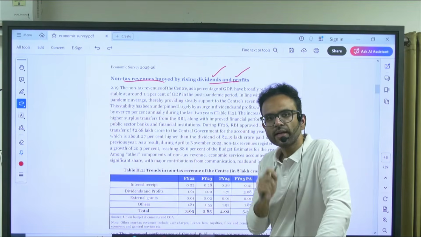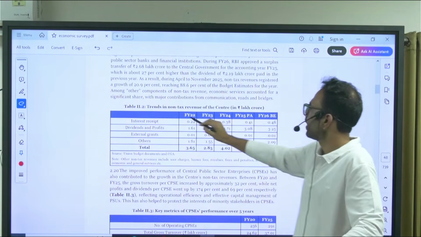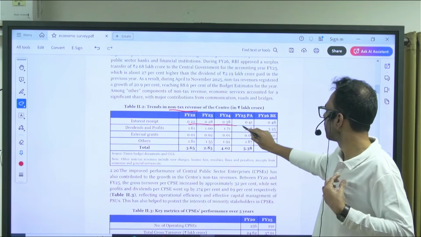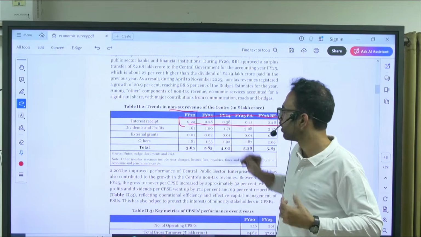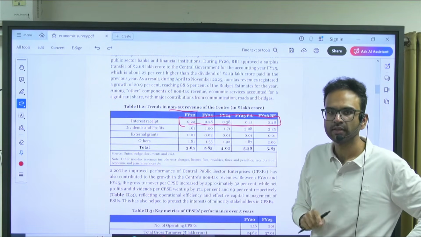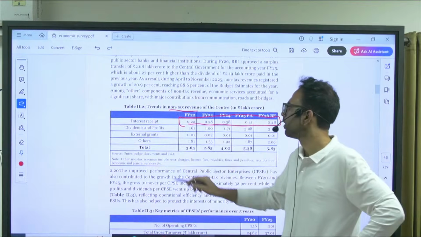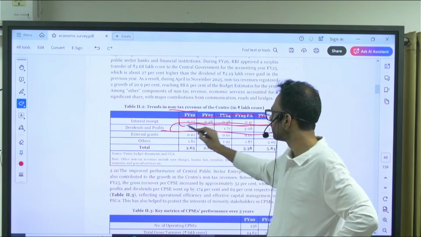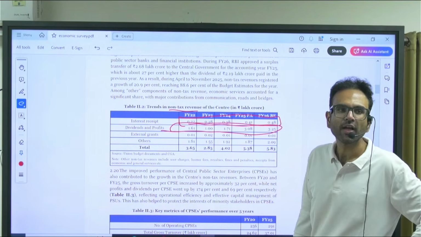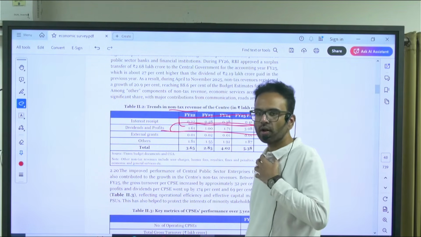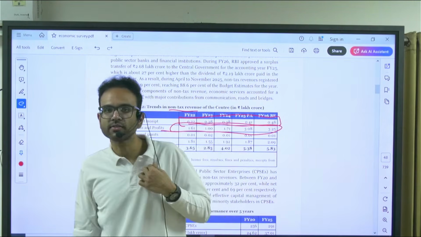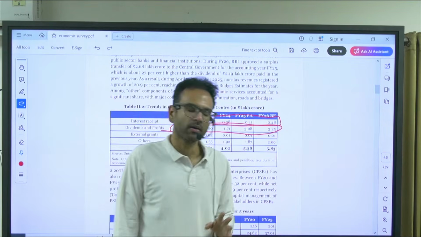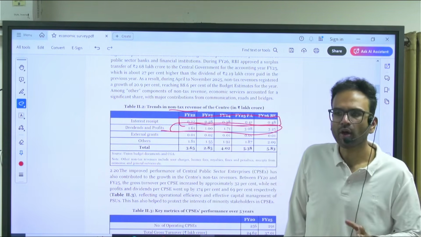Here also we have to look at the trends given. Trends in non-tax revenue. Is it increasing or decreasing? Consistently increasing? Is there any glitch? No, right? Dividends and profits, here you will not see a consistency, because dividends and profits are subject to market risks and geopolitical tensions. Clear? So, you don't have control all the time.